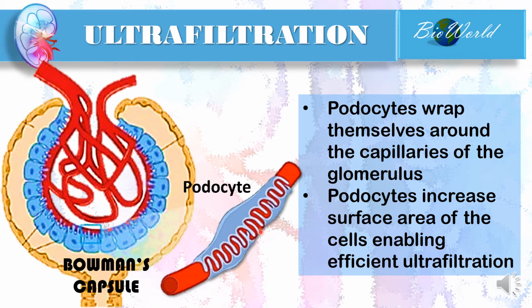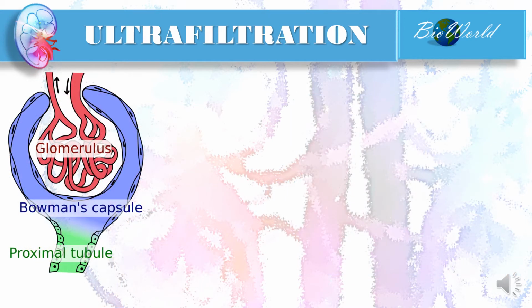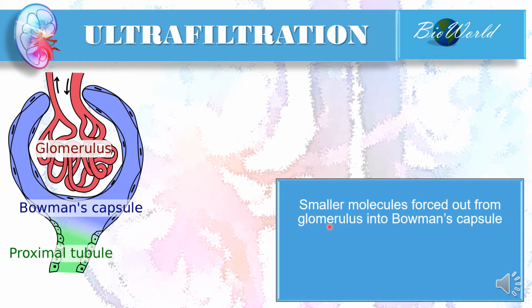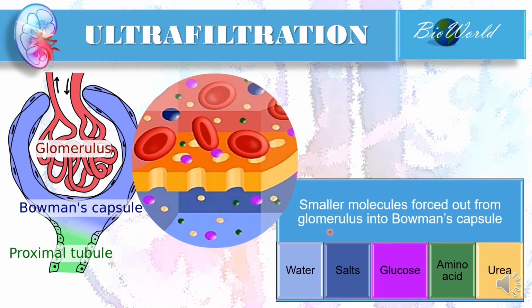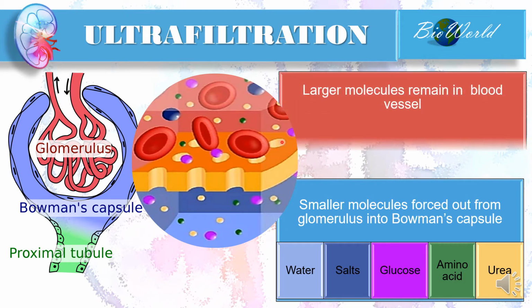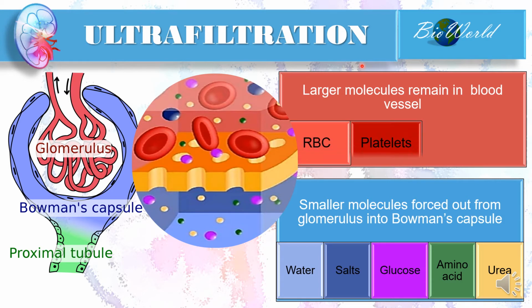Now let's combine all three adaptations together to understand ultrafiltration better. The high hydrostatic pressure in the glomerulus causes ultrafiltration to occur. Ultrafiltration is when smaller molecules such as water, salts, glucose, amino acids, and urea are forced out of the glomerulus through the tiny pores on the glomerular wall. Meanwhile, the larger molecules such as red blood cells, platelets, and plasma proteins remain trapped inside the glomerulus.